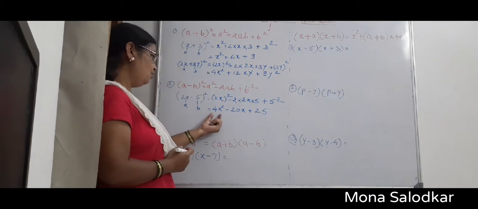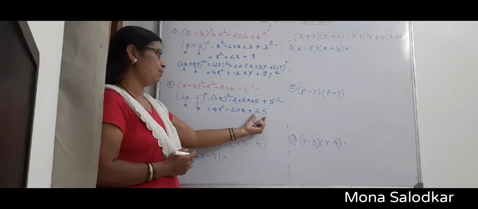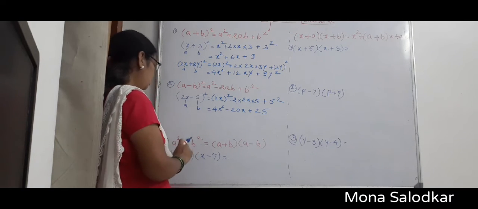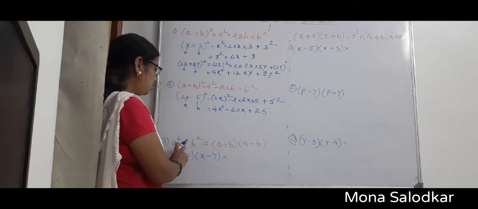So what is your answer? 4x square minus 20x plus 25. 2x is a and b is 5. Now let's see the next formula, that is a square minus b square.